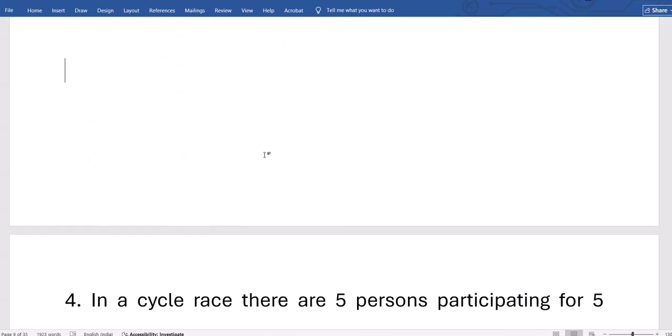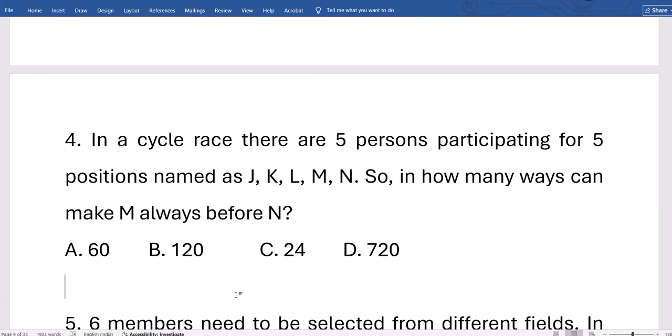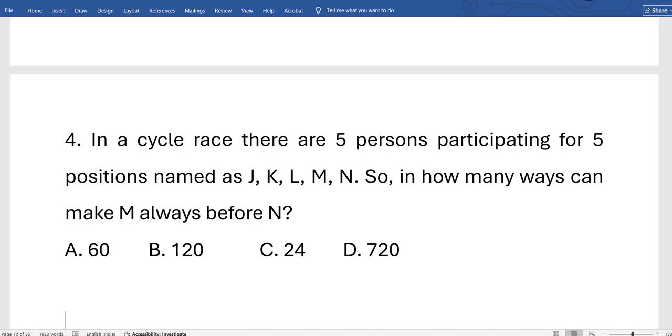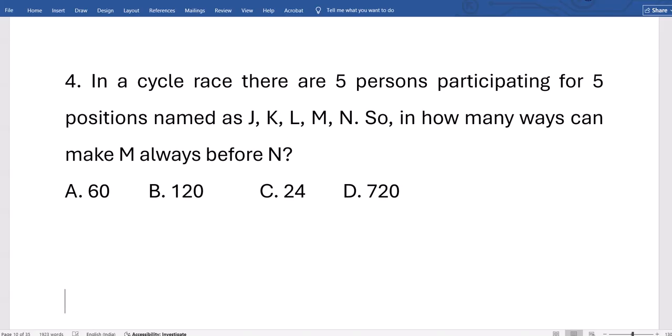Now this is permutation, combination might be. I said permutation and combinations are in the topics list. If there is anything new, please add it to the list of topics. We already gave a list of topics. Here 5 persons are participating for 5 positions, named J, K, L, M, N. In how many ways can M always be before N? M should be before N, that's the condition.